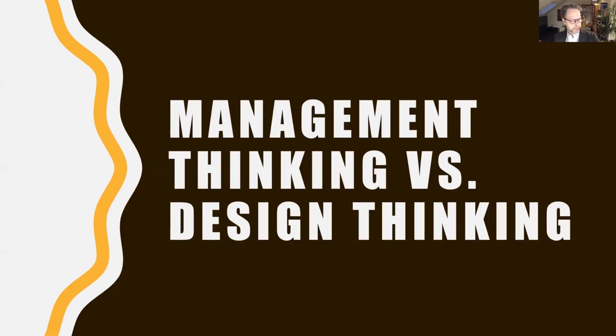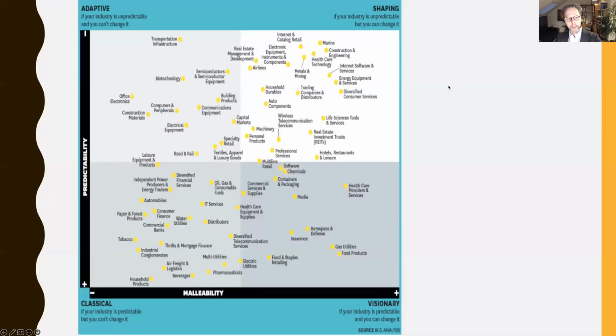So, management thinking versus design thinking. And management thinking, I will also go into more scientific approaches, but let's just first have a look at our world. If you look at industries around us, and I do realize this is probably not the best sketch, they can be broken down into 4 quadrants according to 2 dimensions: predictability and malleability. And over here is hotels, restaurants, and leisure, which is our industry.